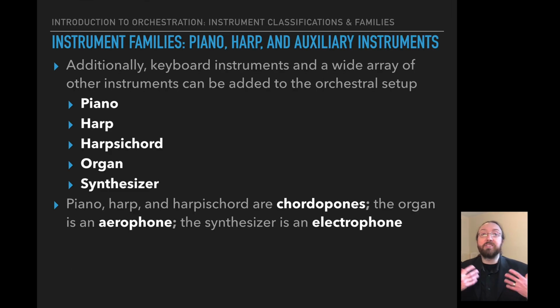And there are also auxiliary instruments. Additionally, keyboard instruments and a wide array of other instruments can be added to the orchestral setup. These often include piano, harp, harpsichord, organ, synthesizer, as well as, not listed here, the orchestral celeste. Piano, harp, and harpsichord are chordophones. The organ is an aerophone. The synthesizer is an electrophone, and the celeste, not listed here, is an idiophone.